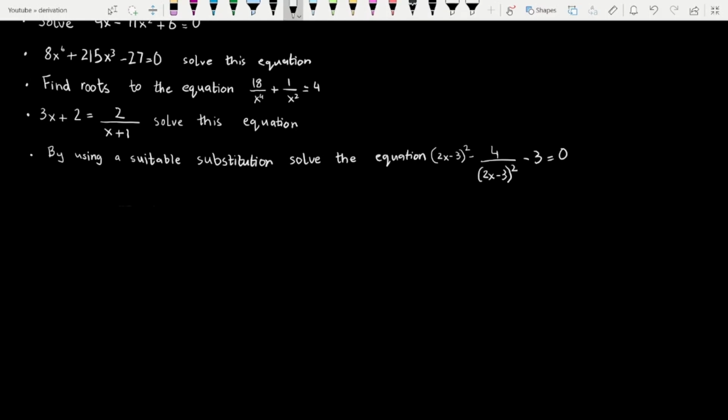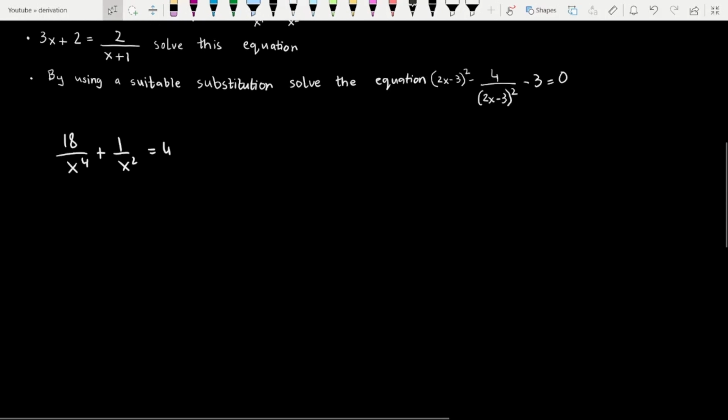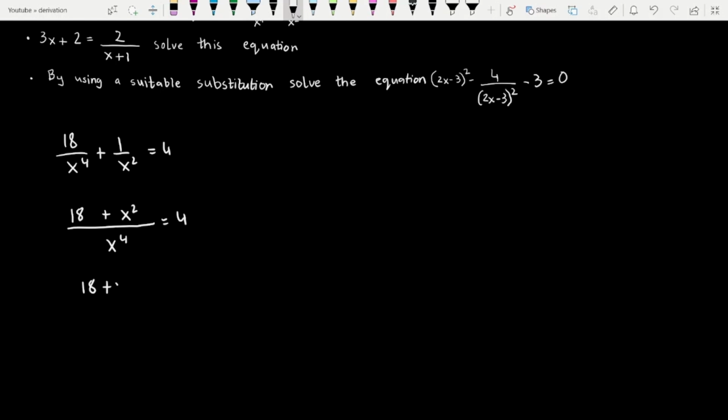So delete all of this, and we've got 18 over x to the power 4 plus 1 over x to the power 2 is equal to 4. Take the LCM over here, so this is just going to be 18 over x to the power 4 plus x to the power 2 is equal to 4, right? Nothing crazy over here, just taking the LCM. So now I can take this x to the power 4 to the other side, and now I can drag this 4 over there, so this is just going to be negative 4x to the power 4 plus x squared plus 18 equals 0.